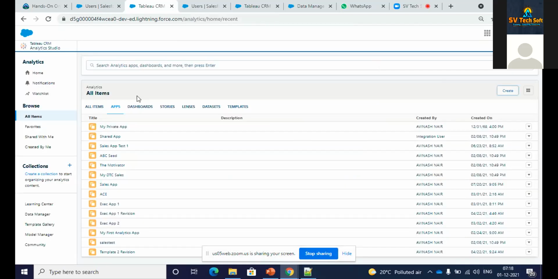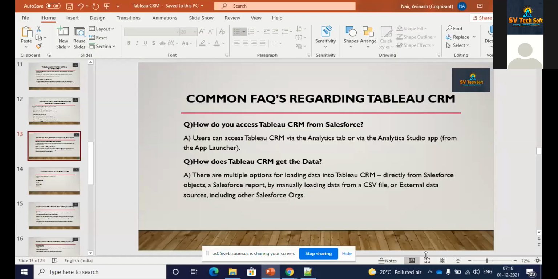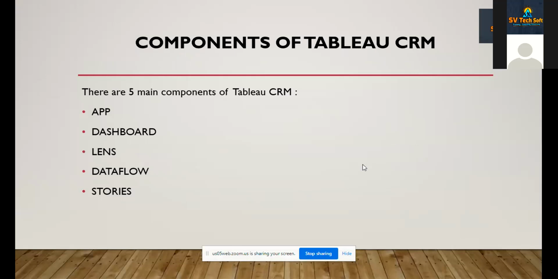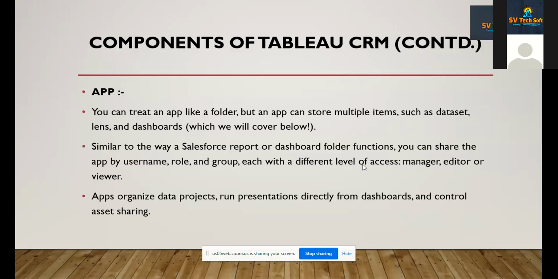And coming back to this, let us walk through this part once, and then I will show you on Tableau CRM. We mainly have these five main components: the app, the dashboard, lens, data flow, and stories. App is nothing but a folder. We can store multiple items, and similar to the way a Salesforce reports or dashboard folder functions, you share the app by username, role, and group with different levels of access: manager, editor, or viewer. It organizes data projects, runs presentations directly from the dashboard, and controls asset sharing.